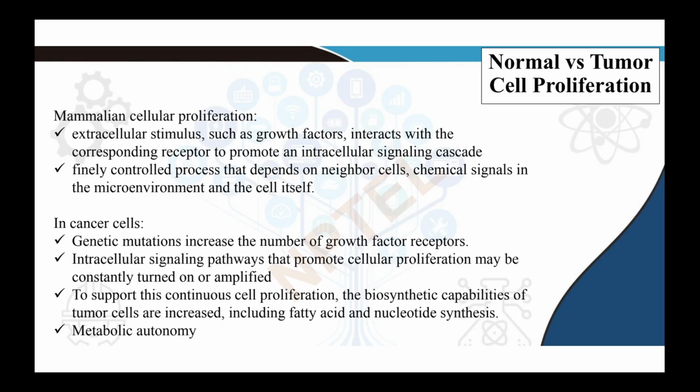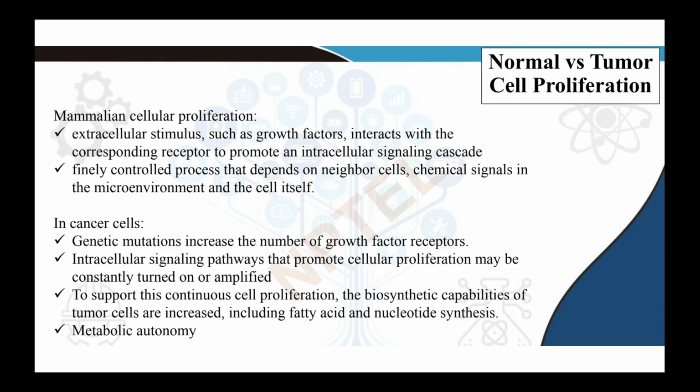Okay. So in a normal cell, in mammalian cellular proliferation, there are extracellular stimuli such as growth factors, which interact with the corresponding receptors to promote intracellular signaling cascades, and it is a finely controlled process that depends on the neighbor cells, chemical signals in the microenvironment, and the cell itself. Whereas in cancer cells, there is no such controlled process. The genetic mutations increase the number of growth factor receptors. Intracellular signaling pathways that promote cell proliferation may be constantly turned on.